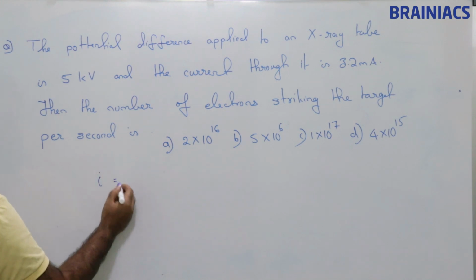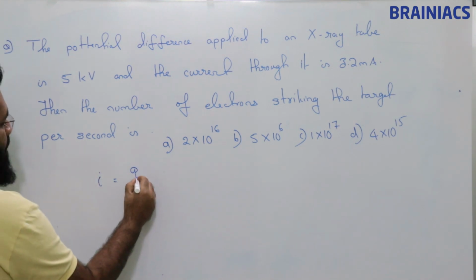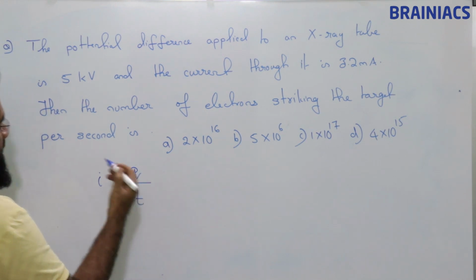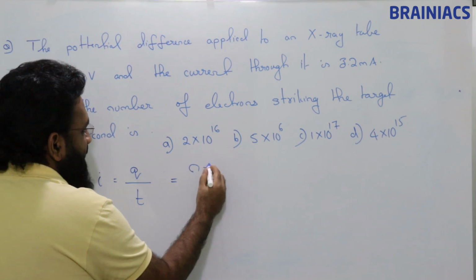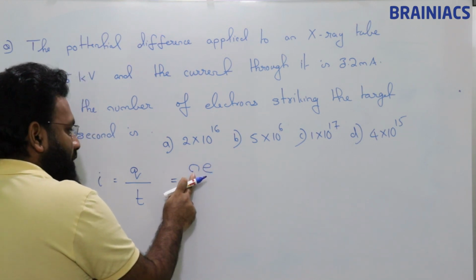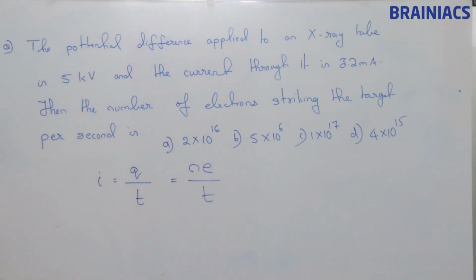So I is equal to Q by T. And Q we know is nothing but NE, number of charges into charge, divided by T. So I is equal to NE by T. Now what is N here?